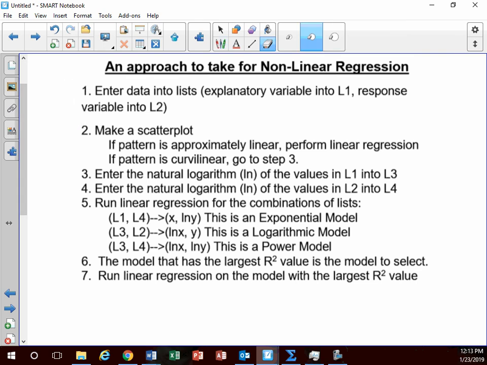All right, guys, so step 1 and 2 here, that was Unit 8. You are used to doing that. You can put your lists in, explanatory, your x in list 1, response variable, or your y in list 2. Make your scatter plot, look at it. Is it linear? Is it not linear? Okay. The rest of it is the new stuff.